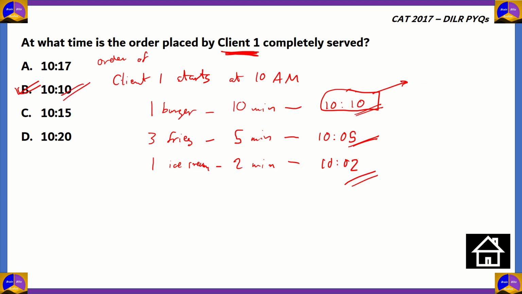So basically, the idea is since there are 2 employees, they can work on separate dishes. And since the fries don't require attending, they can be started along with another dish. So the fries were started with the burger, and the ice cream was started separately at the same time. And by doing that, we found out that client 1 was completely served by 10:10.